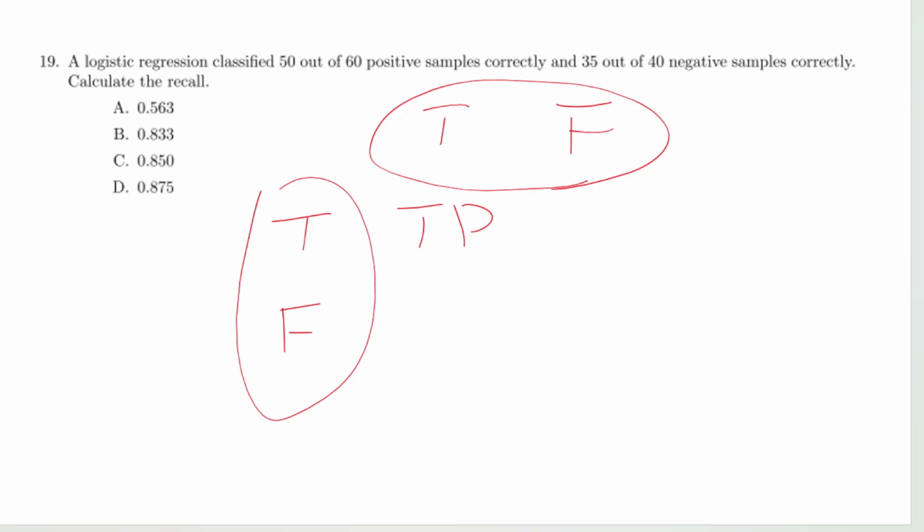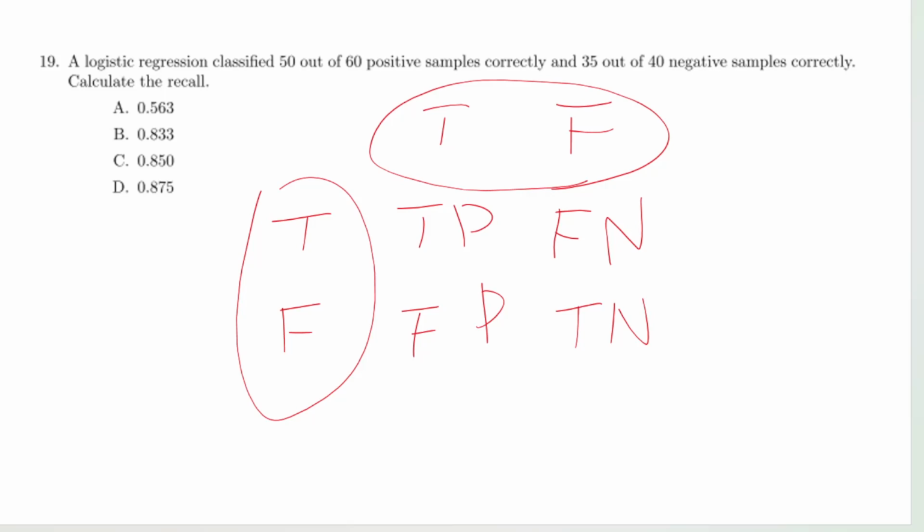False negative, because actually it was true, but the prediction said negative, so the prediction is wrong. False negative means it was actually true, but the machine tested it as negative. Therefore, what goes here? False positive, and here goes true negative. Make sure that you remember this table.